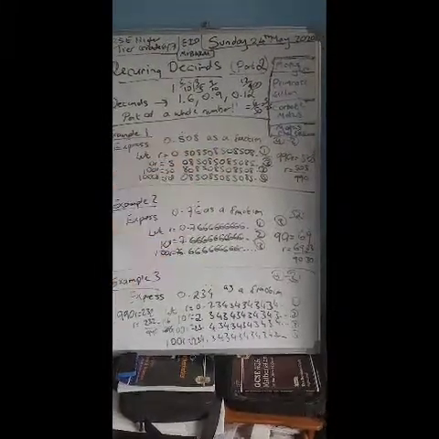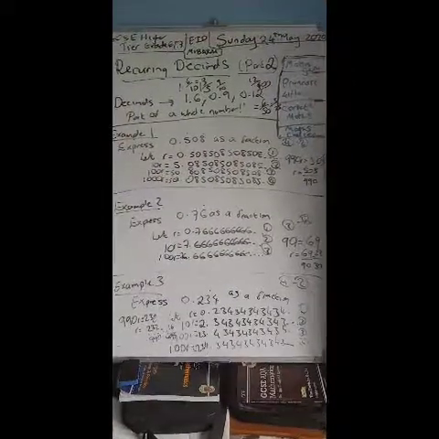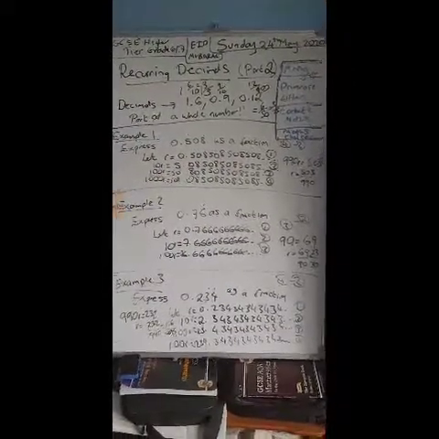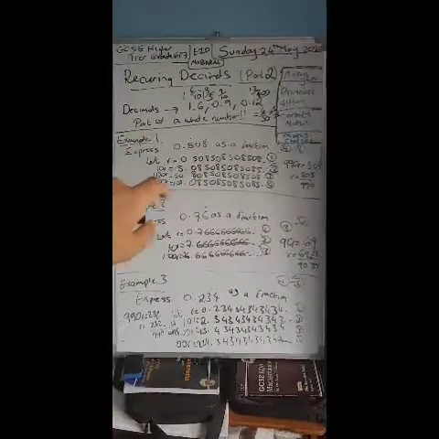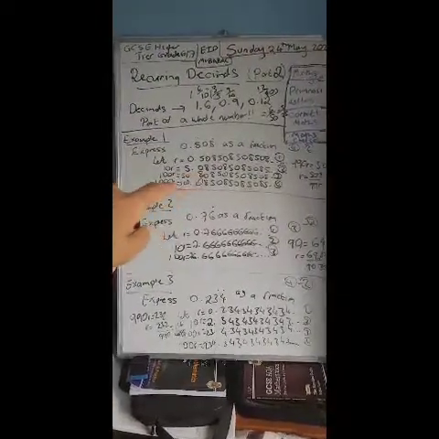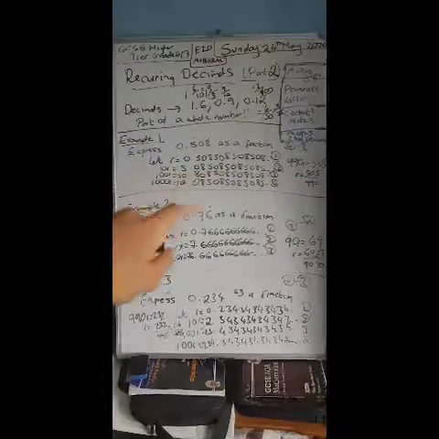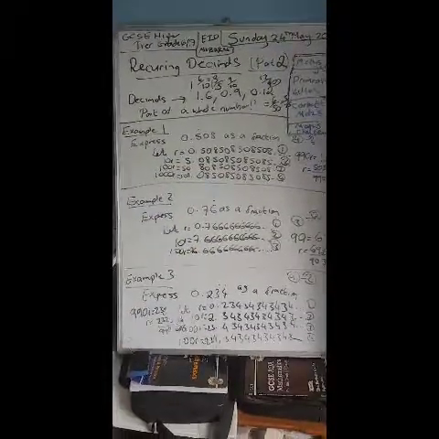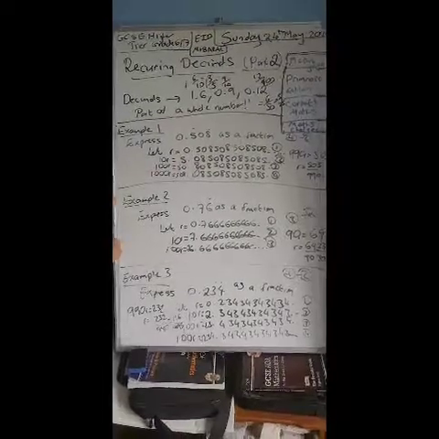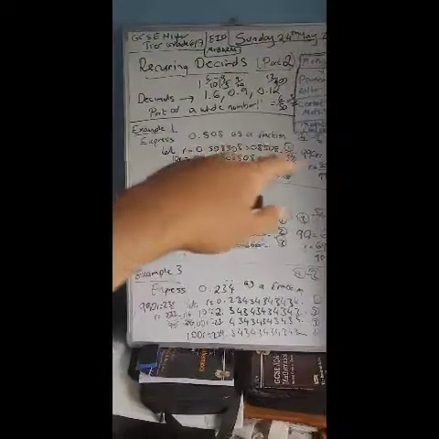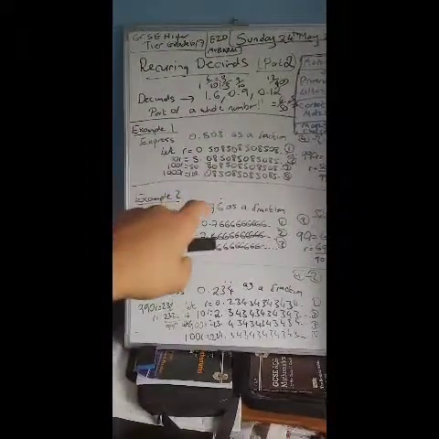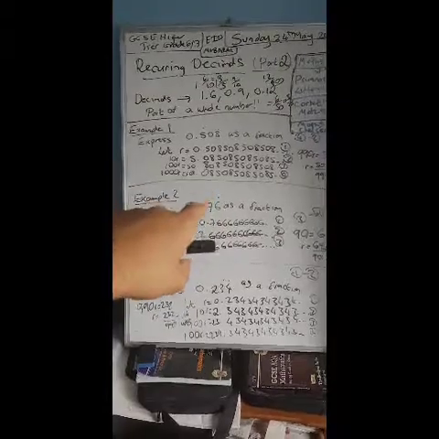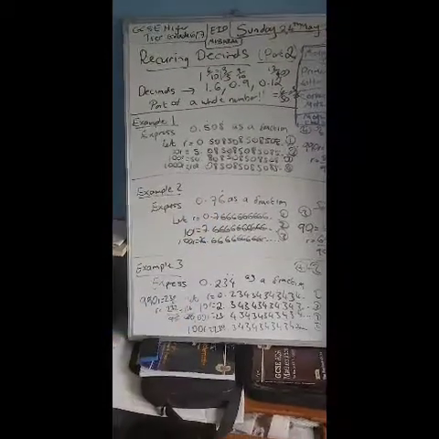So 10R would be 5.085085085, and so on. Remember that recurring means that it goes on forever. 100R is 50.85085, sorry, 50.8508508, yeah, sorry, I am right there, so ignore what I just said, and so on and so forth. 1,000R is 508.508508508.